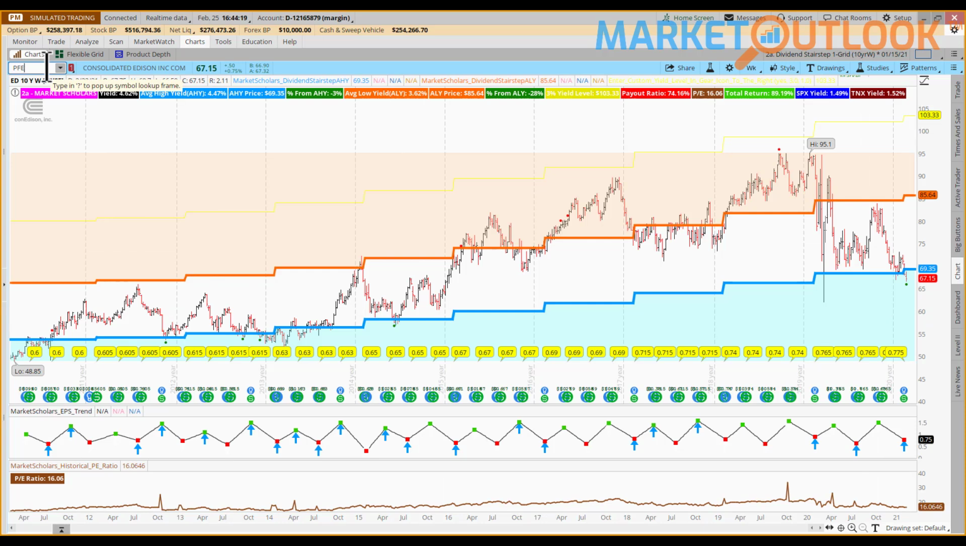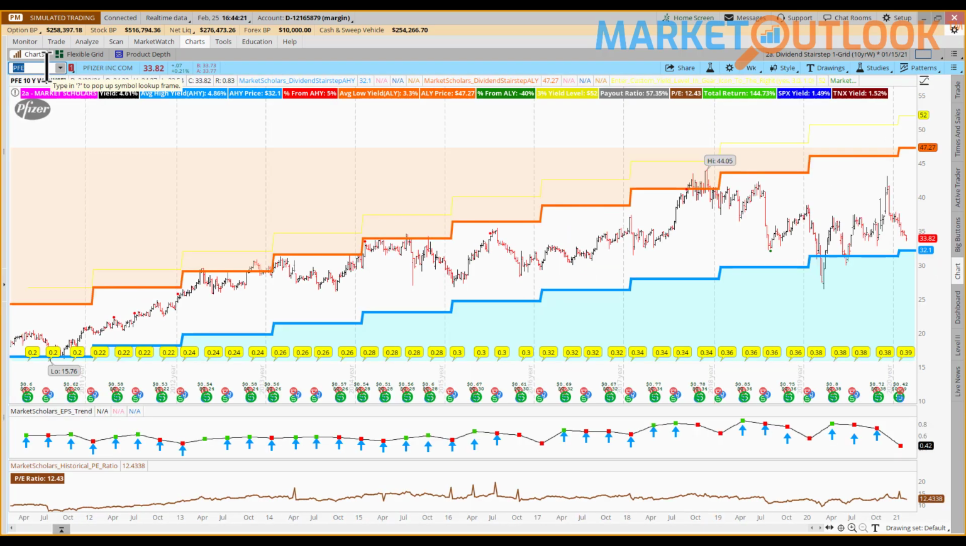Let's pull up that chart here on our Dividend Stair-Step chart. Unlike Con Ed, Pfizer, you can see, is not trading in the lower reversal zone, in the blue zone of the Dividend Stair-Step chart. It's up here, in what I would call the neutral zone, in the white, between the orange and the blue. And so for Pfizer, typically throughout history, if you've been able to lock down a yield of 4.86%, it has been an attractive trade-off.